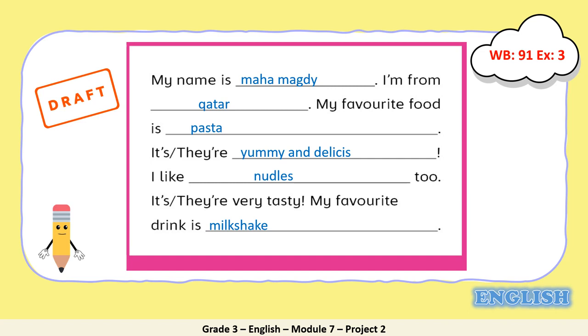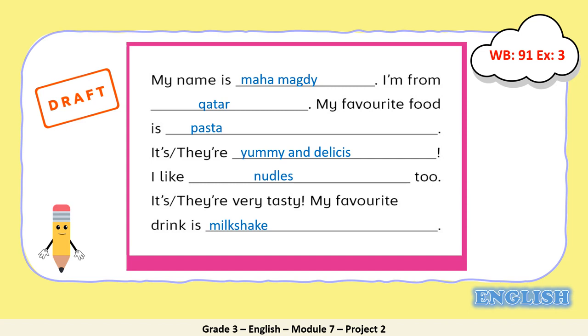This is my first draft. Let's read it together. My name is Majdi. I'm from Qatar. My favorite food is pasta. It's yummy and delicious. I like noodles too. They're very tasty. My favorite drink is milkshake.